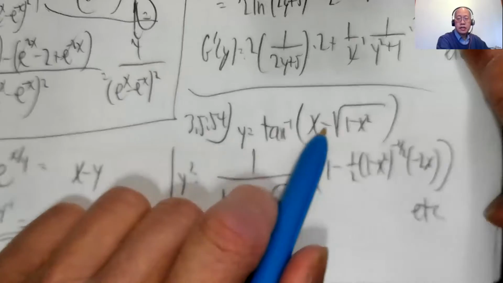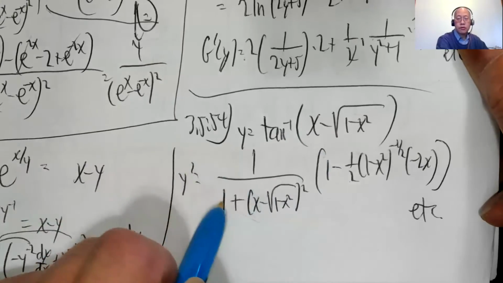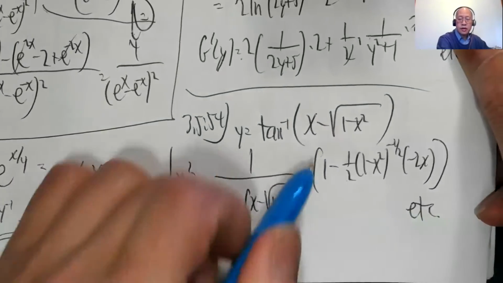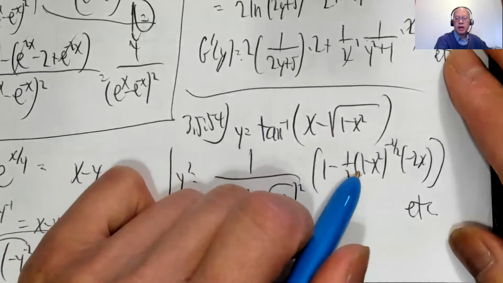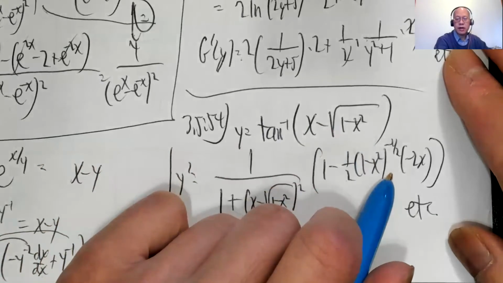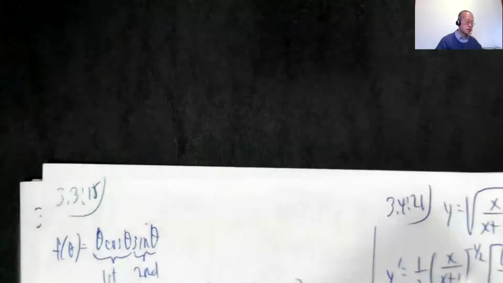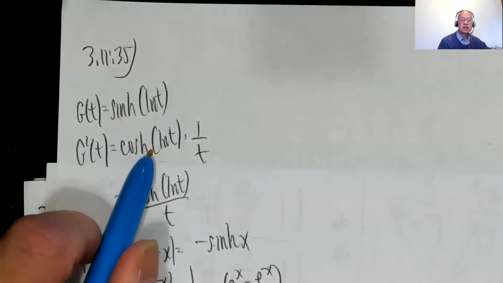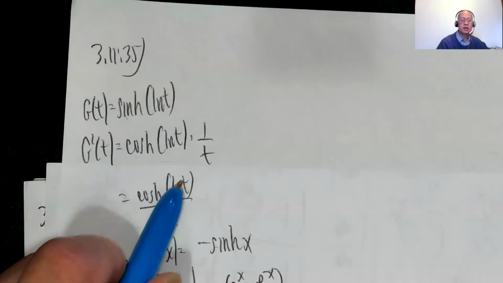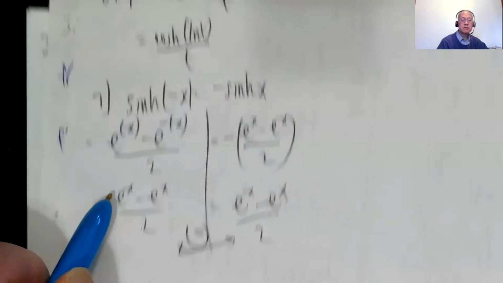3.5, number 54, inverse tangent of that. The derivative is 1 over 1 plus this thing squared, times the derivative of the inside, which is 1 minus 1/2, 1 minus x squared to the negative 1/2 times negative 2x, and just etc. Just some cleaning up after that. 3.11, number 35. Derivative of sinh ln t is cosh ln t times the derivative of ln t, which is 1 over t. So this is the best final answer.